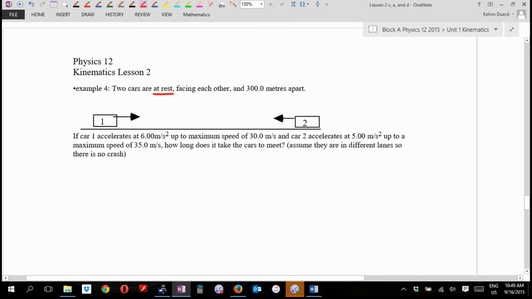Now in Physics 11 we looked at something like this. We called it relative velocity. But Lewis, in Physics 11 we kept everything at a constant speed. We had no acceleration. Welcome to Physics 12.